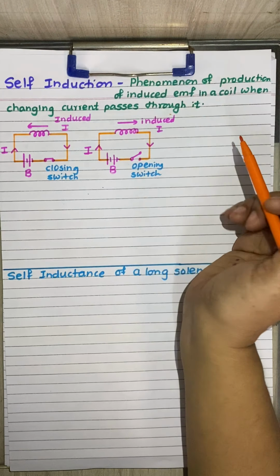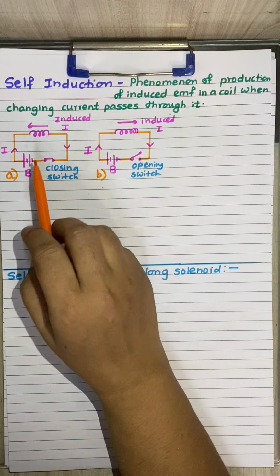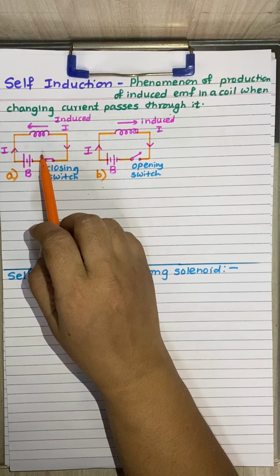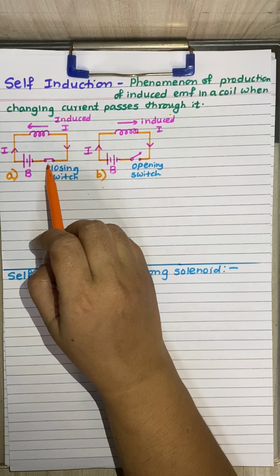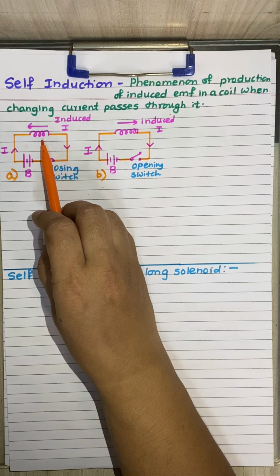Now let us understand this with these two diagrams. You can see that this is diagram A and this is diagram B. Let us consider the first diagram first. This diagram shows a battery and a tapping switch, connected in series with the coil. This is the coil.